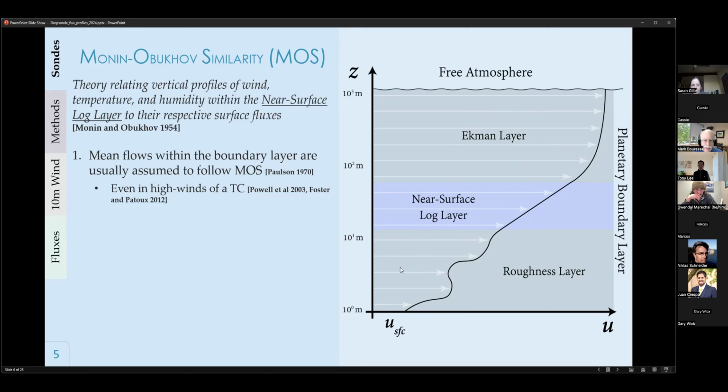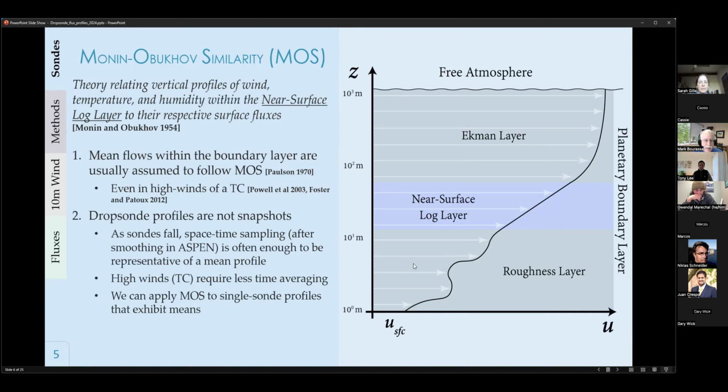Now, we'll use the ASPEN data, and we're assuming that as they fall, they sample enough different conditions that you get a reasonable representation of a mean. This is not something that you would probably take for truth without checking. We've checked. It works better than I would have hoped. For higher wind speeds, there's a very decent signal to noise ratio. For more moderate wind speeds, it's not as effective, and I'll go into some of that later.